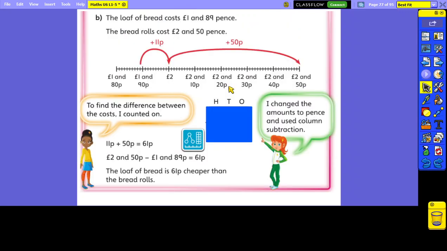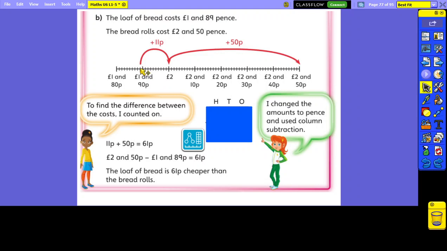Okay, so here we have a number line and it's jumping in... I always like to check what a number line is jumping in. So if I've got £1 and 80, £1 92, £2 and 10, £2 and 20, we're clearly going up in groups of 10 pences, aren't we? So obviously this is £2 and no pence.